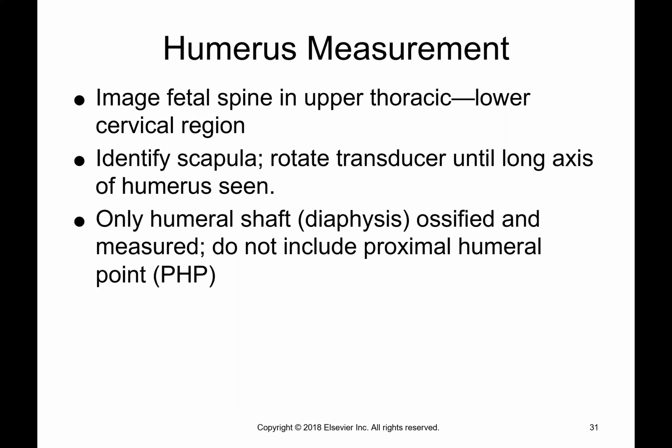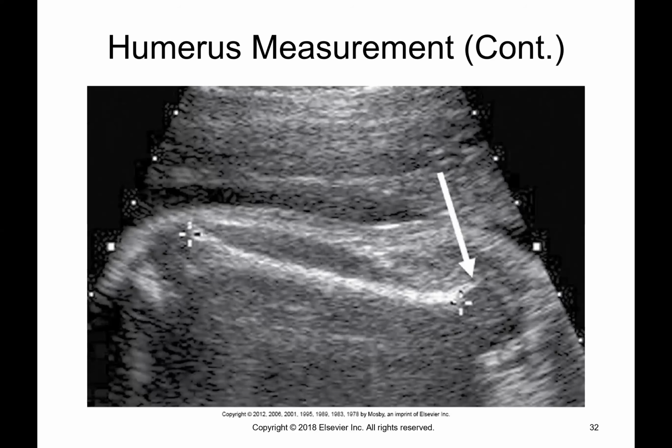At our site where I work, we always include the humerus measurement too. It's pretty easy to see. It's just the upper arm bone. And you image the fetal spine in the upper thoracic, lower cervical region, identify the scapula and rotate the transducer. And then the humerus should pop up. Now, you don't want to include the proximal humeral point in this one. So any kind of pointy part of the bone that's coming off the bone, don't include. You want to include the shaft. So you don't want to include this pointy area because that'll mess up your measurement, but include the shaft of the bone.